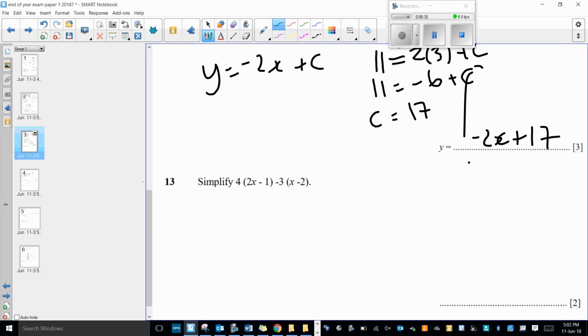And simplify, so expand both brackets, so that's 8x minus 4 minus 3x plus 6, because this is a negative 3 multiplied by negative 2, and then join like terms, so that's 5x plus 2.